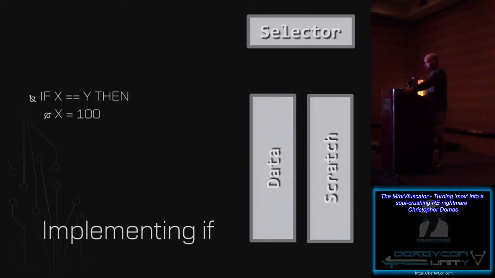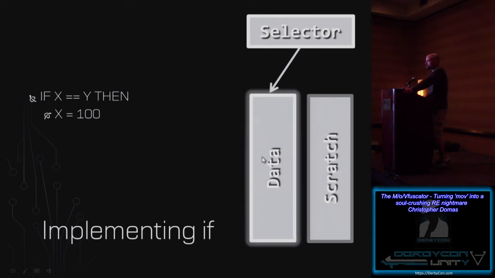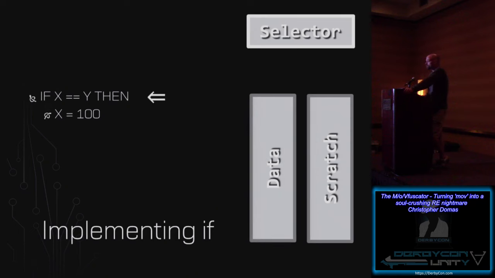So looking back at that, we've got if x and y are equal to each other, then x equals 100. So we'll first evaluate that equality using the equality via moves that we saw earlier. And if x and y are equal to each other, then we'll load up this selector so that it points to a real copy of data. Then when we say x equals 100, it's going to assign 100 into our real program state. On the other hand, if x and y are not equal to each other, we're going to load up that selector with a pointer to some scratch data.